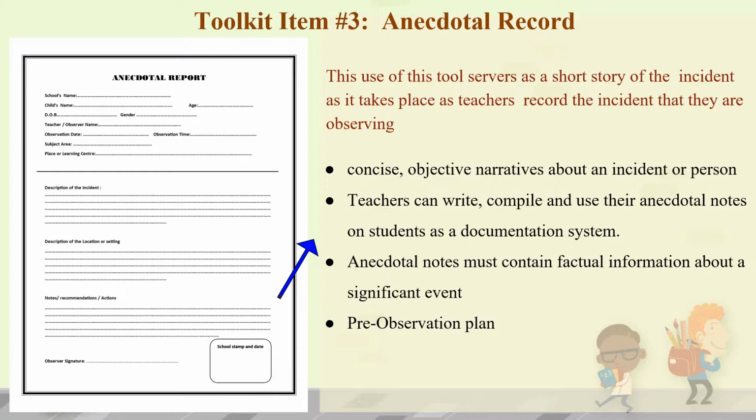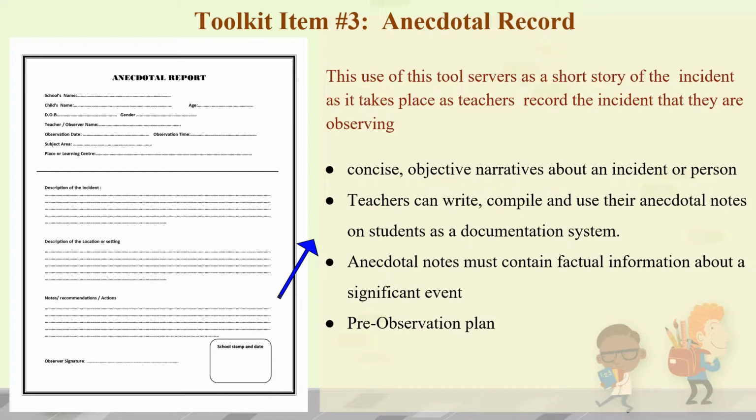As I move along, this tool serves as a short story for the incident as it takes place, and teachers record the incident that they are observing. It's very concise, a short, objective narrative about incidents or things that happen within a child's behavior. The teacher can write, compile, and use these anecdotal notes for future referencing by making a documentation system. However, this anecdotal note must contain factual, real, correct information, and it must be kept confidential.